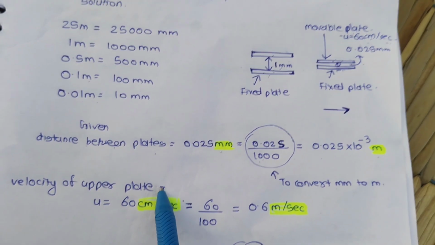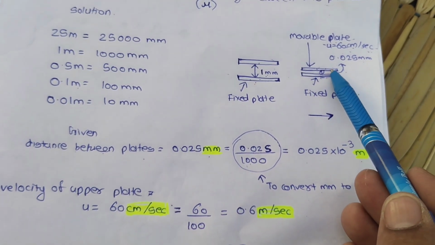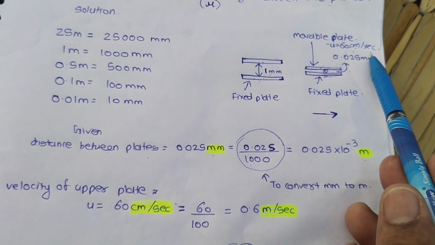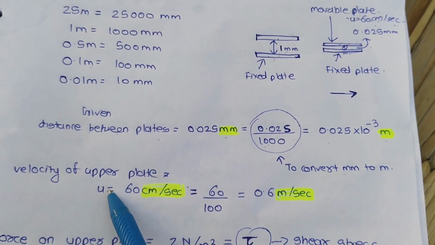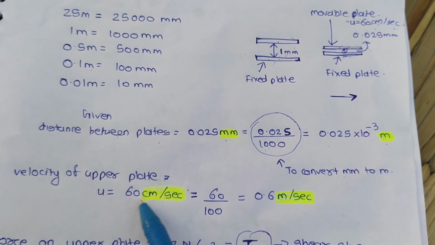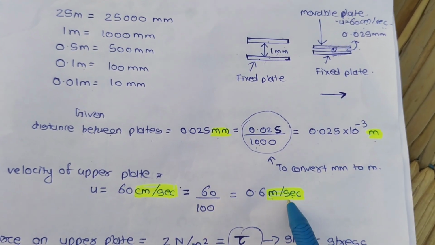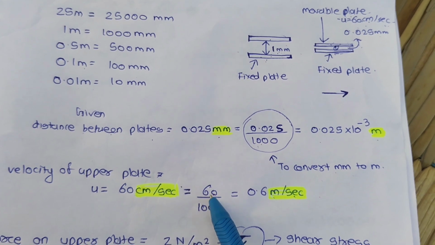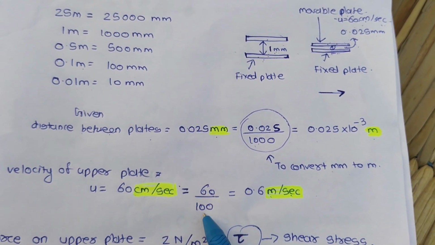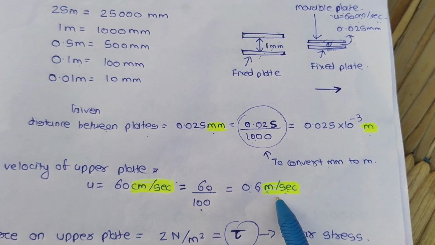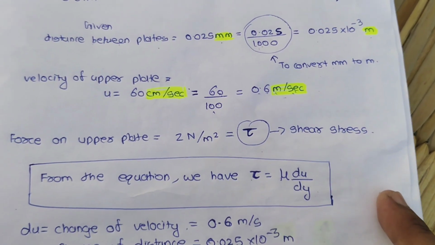Velocity of the upper plate. This is the top plate which is moving. The upper plate velocity is 60 centimeter per second, denoted by u. But we have to convert this into meter per second, so we divide 60 by 100. So this is 0.6 meter per second.